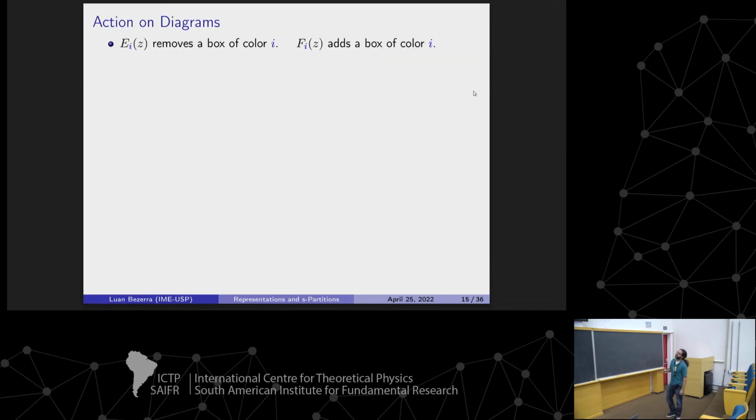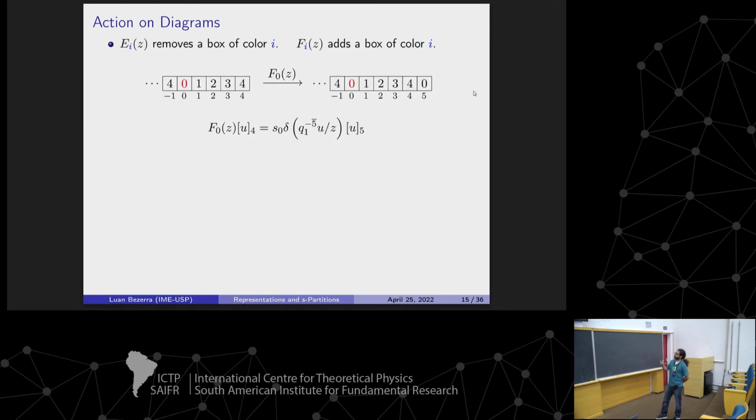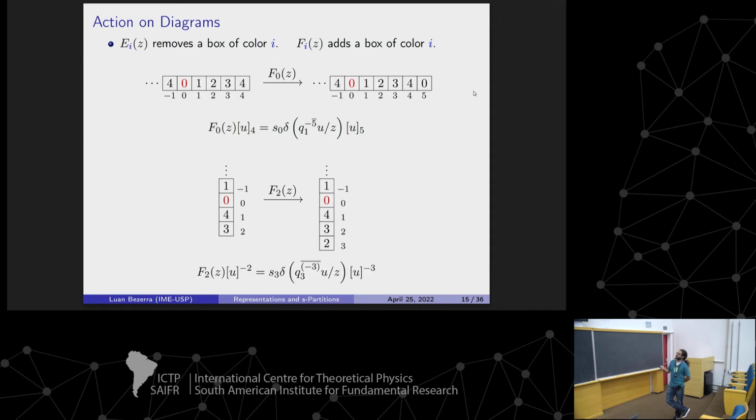The action of the generators EI and FI in these two pictures is very simple. The EIs will be removing boxes of color I, and the FIs will be adding boxes of color I wherever possible. For example, in this vector, the only F that can be applied non-trivially is F0, so I just add a 0 here. And I could apply E4, for example, here. The coefficient is very easy to compute: you just have to know the coordinate of where I'm adding this box. The same thing happens for the W case. The only difference is that I have Q3, not Q1.